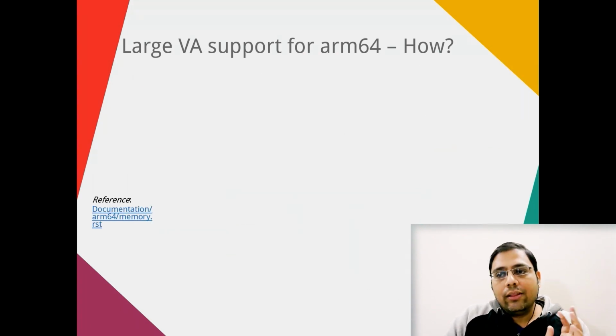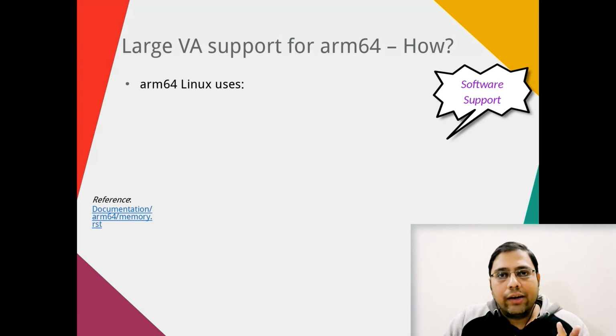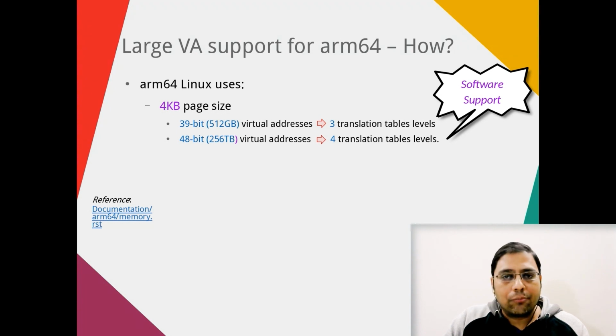Okay, so in this slide, we will try to see things mainly from a Linux point of view. In the ARM64 architecture, we currently have support for page sizes of 4K, 16K, and 64K. Of these, normally page sizes 4K and 64K are used. 4K is mainly used for embedded profiles and 64K is mainly used for server profiles.